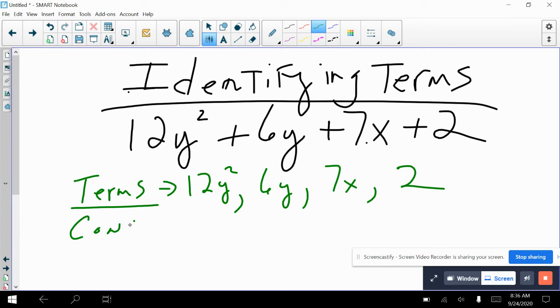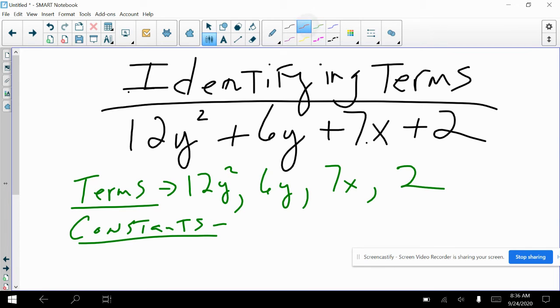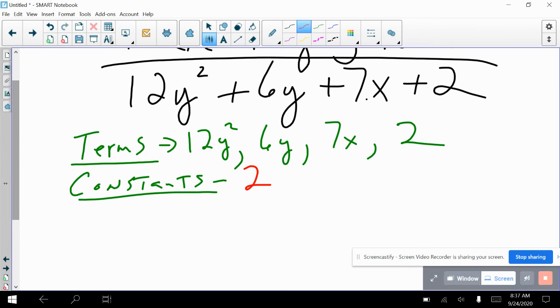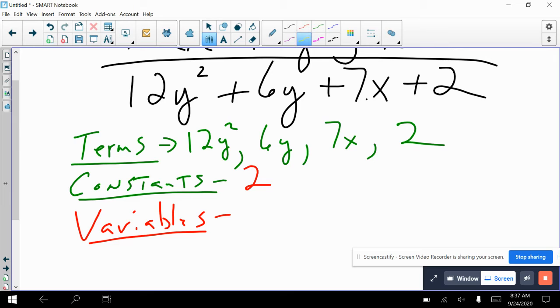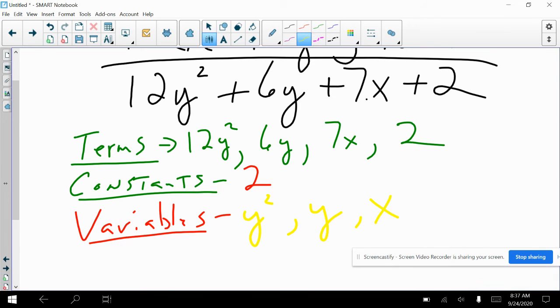What are the constants? If there is any. Okay, 2 is the only constant. Good, I think we have that under control. Okay, how about these? The variables. What are the variables? Y squared and x. Y squared is different than y. Absolutely. Y squared is not the same thing as y.